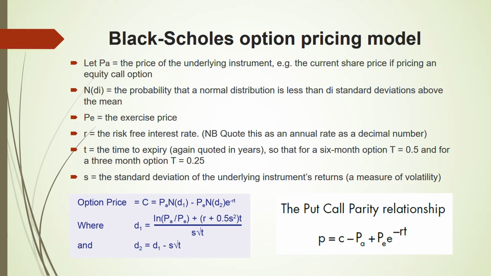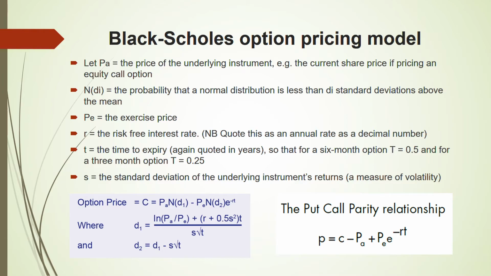For example, put option is call option, whatever the value you get, minus PA, that is your share price, plus exercise price into e to the power minus RT. That last part you must have already done when you are calculating the call option. So you don't have to find anything new.